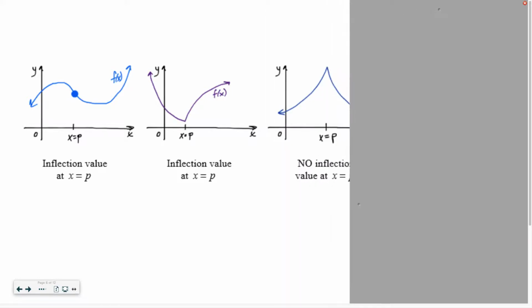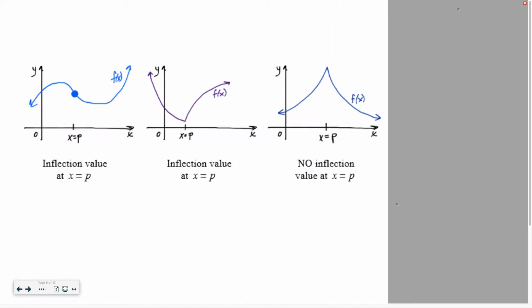Now, here's an example of a time where our second derivative is undefined because of the corner. However, does it change concavity? It stays concave up, concave up. So this would not be a point of inflection, and that's okay.